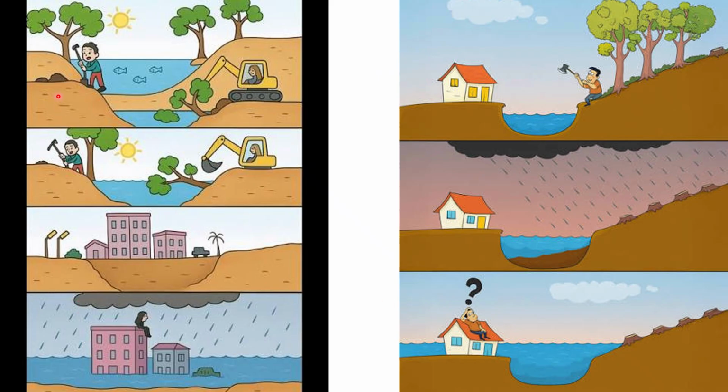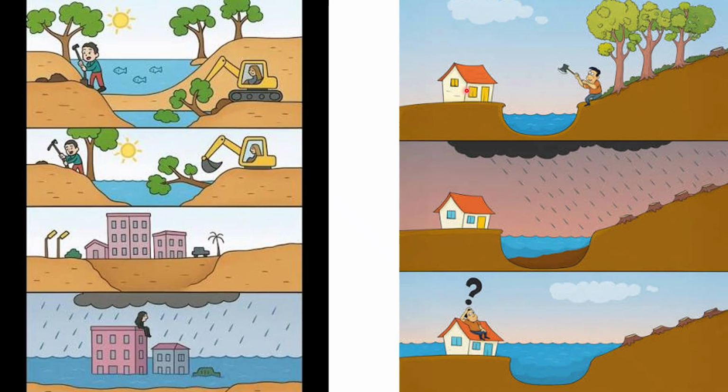Can you see this image where this man is cutting all the trees? Okay, and he is filling this land. So the fish and everything died, the trees died. Now he constructed a beautiful house there, or not so beautiful, but he constructed a house. And in the end, when rain fell, what happened? Flood.